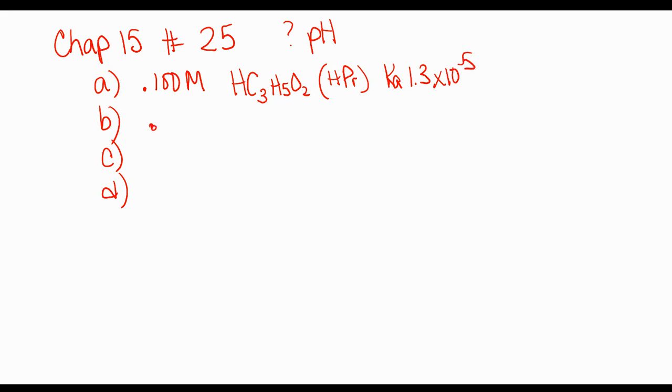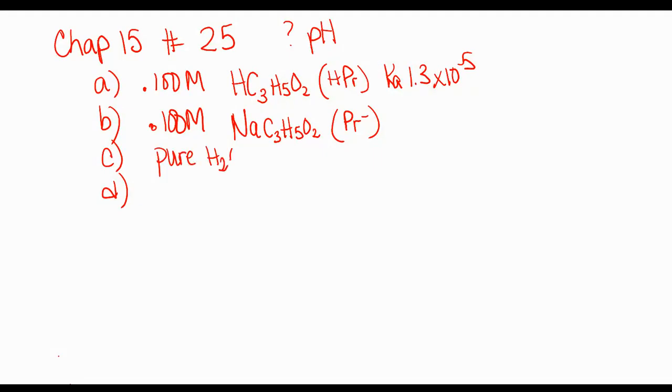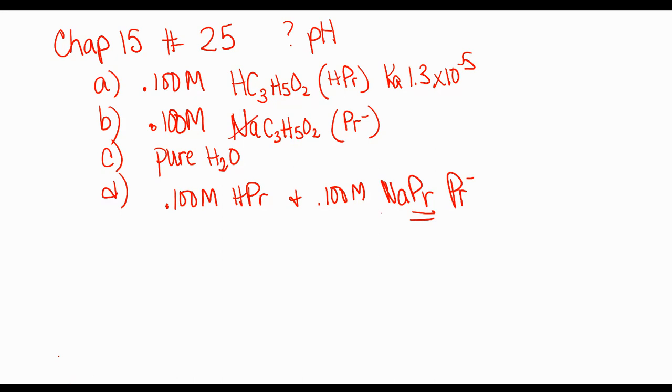Then it's asking us to calculate pH, 0.1 molar, of just a salt of that conjugate base. So let's see what it has. I think it's sodium. Yeah, sorry. Then it has pure water. And then lastly, it has a mixture of the weak acid and same concentration of the salt. So that's just would be the PR minus essentially. So on these for the salts with the conjugate base, just ignore the sodium ion part.